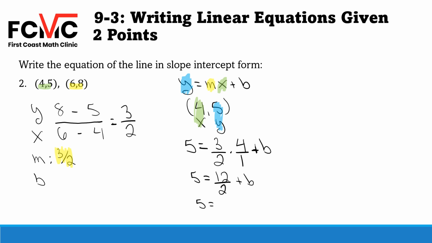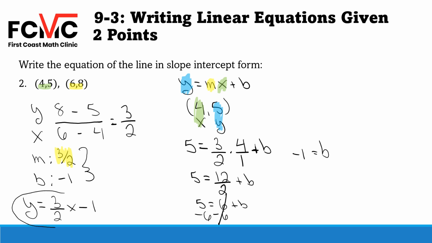So I'll get 12/2. Now we get 5 equals 12 divided by 2 is 6, plus b, minus 6, minus 6. 6's cancel out. And we get b equals 5 minus 6 is -1. So again, we care about m and b. So our equation is going to be y equals 3/2 x minus 1. So this is going to be our equation in slope-intercept form. Let's do one more example.